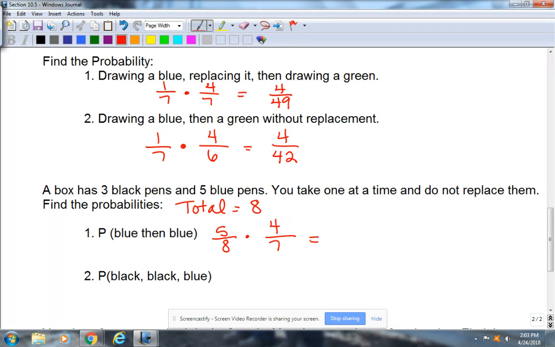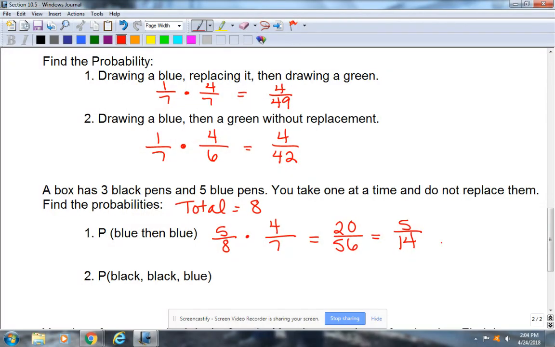Okay. Multiply those across. 5 times 4 is 20. 8 times 7 is 56, and I think they're both divisible by 4. Your calculator should math enter that one. Does it? Oh, yeah. If I divide them both by 4, I get 5 out of 14. Like you said, your calculator should do that one.